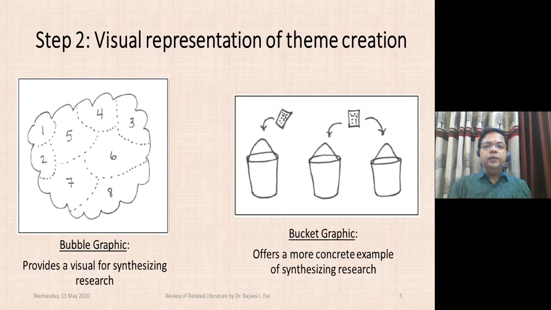Step 2 is visual representation of theme creation. This big bubble is a visual representation of all of the relevant literature on your topic. Anything and everything, including research on the topic itself, or even maybe a theory that is somehow connected. The size of the bubble is determined by your topic. Some broader topics have larger bubbles.